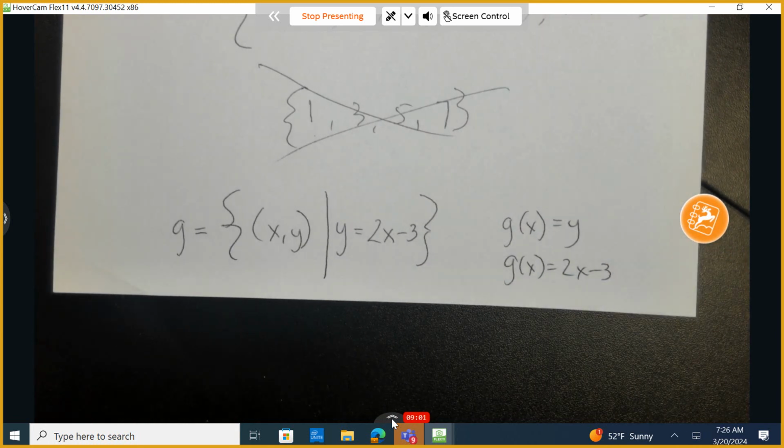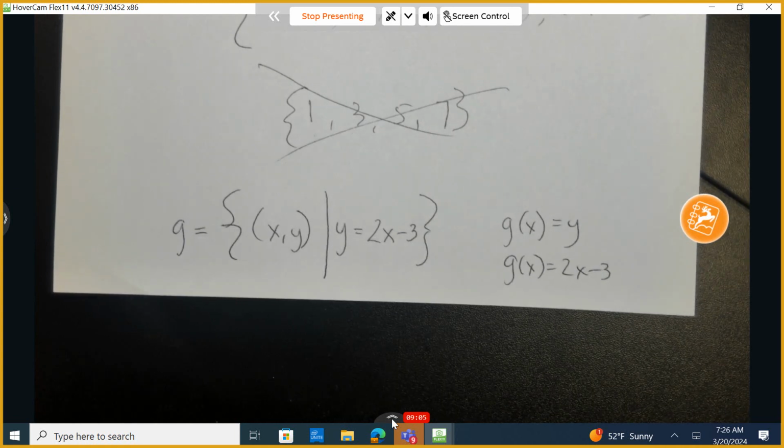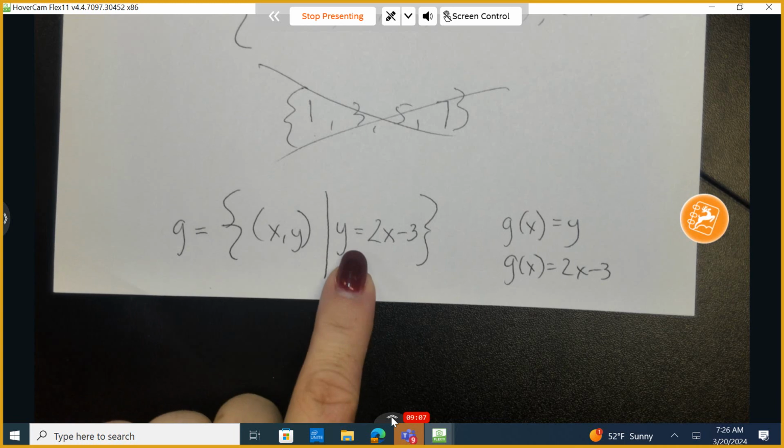I want to know, is it a function? And how do you know? Ready, get set, and go with your partner. I'm going to give you 30 seconds. I'm going to press pause. Is this a function?